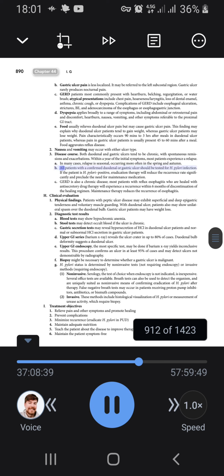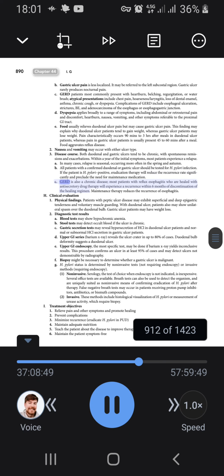B. All patients with a confirmed duodenal or gastric ulcer should be tested for H. pylori infection. If the patient is H. pylori positive, eradication therapy will reduce the recurrence rate significantly and preclude the need for maintenance medication.